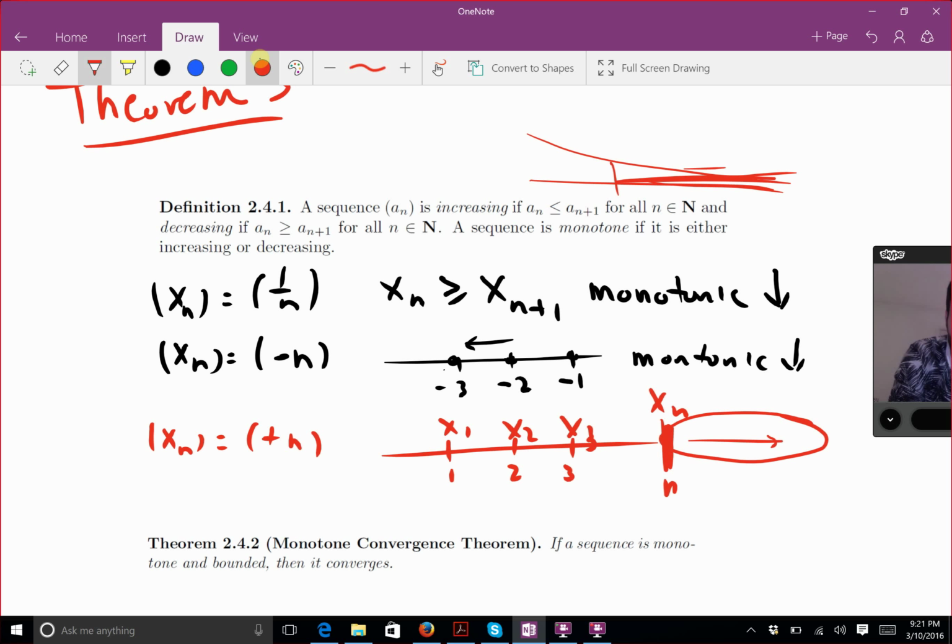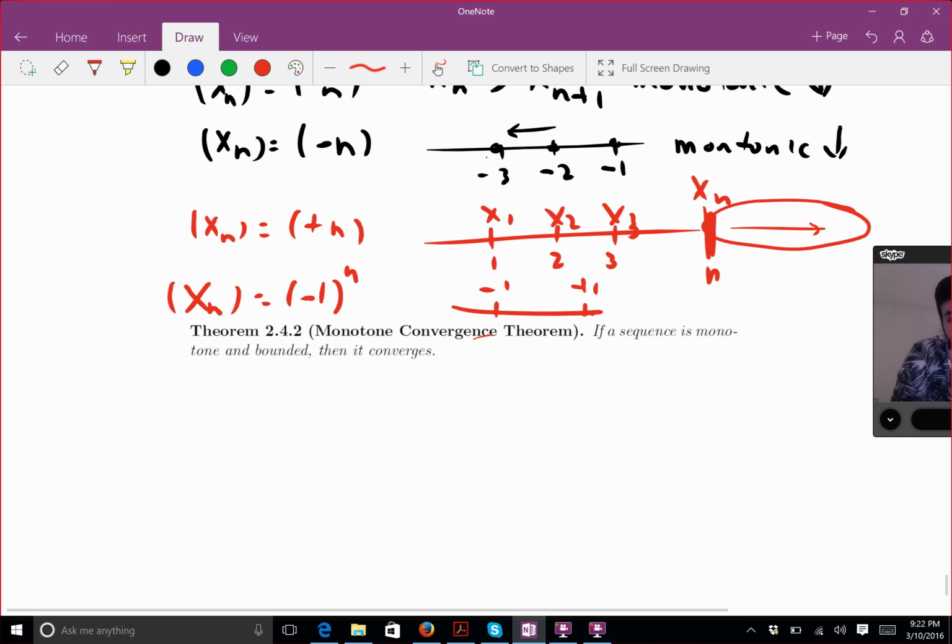Now you have to be careful. Some sequences are neither. For example, here's a very famous sequence: x sub n is equal to -1 to the nth. This sequence, x sub 1 is -1, x sub 2 is +1, x sub 3 is -1, x sub 4, x sub 5. So this is neither increasing nor decreasing. It's bouncing all around.